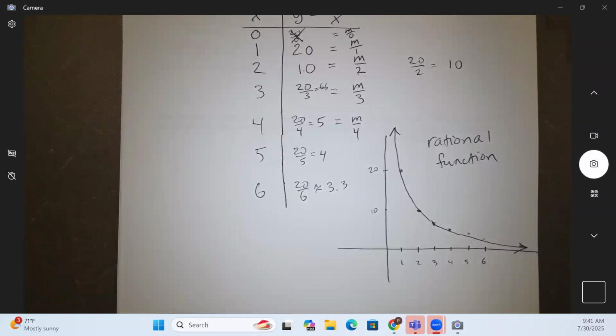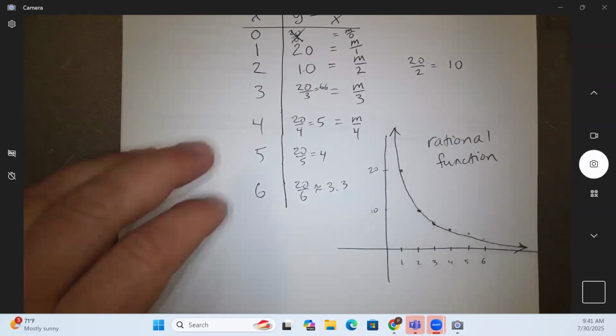So direct variation is a nice straight line. Usually goes up. Crosses through the origin. Inverse variation has this kind of C cupped shape. And there are a lot of systems that actually have this sort of shape. I'll give you an example of a question you might run into.